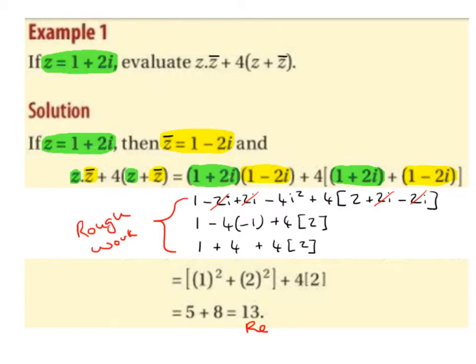Then we're going to add the real parts with the real parts. 1 plus 1 makes 2. And the imaginary parts with the imaginary parts. Plus 2i minus 2i will cancel. Minus 2i plus 2i will cancel over here as well.